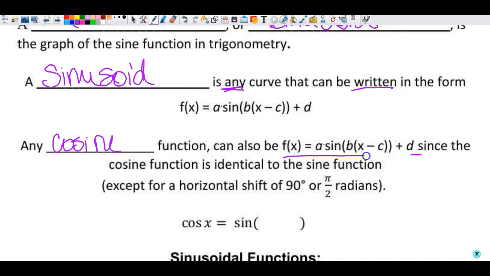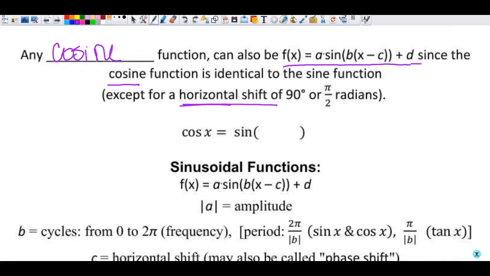So this just shows with all the transformations that we'll talk about in a minute. Since the cosine function is identical to the sine function except for a horizontal shift of 90 degrees or pi halves radians, cosine of x is the same as sine of x plus pi halves.